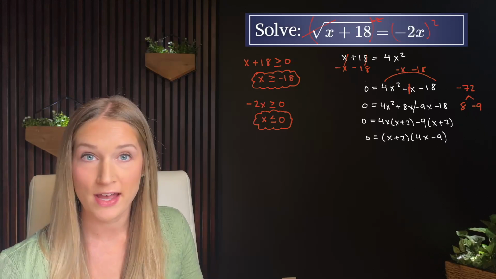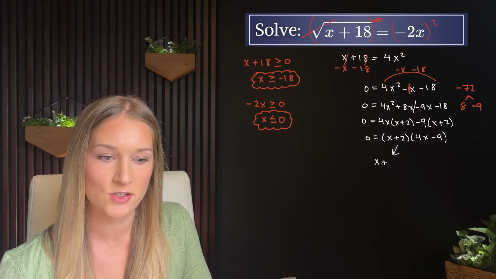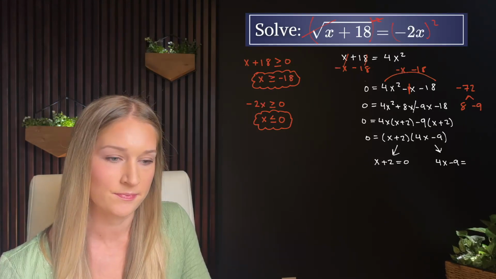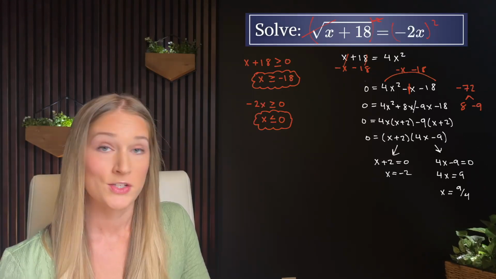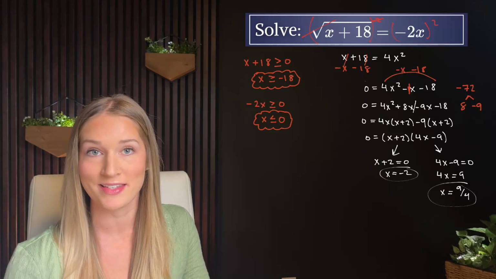Now that we've got it in factored form, we're going to take each factor individually, set it equal to 0, and then solve to find our two possible solutions. So I've got two possible answers. My first one, x is negative 2. My second one, x is 9/4.